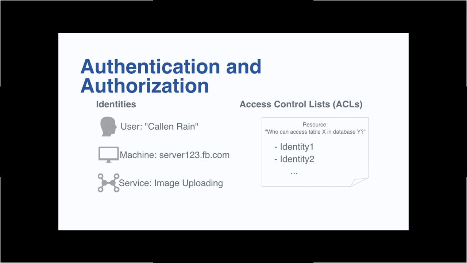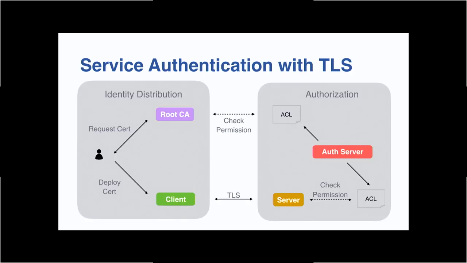These identities can then be listed in an ACL, which is just a publicly verifiable mapping from a specific resource name to a list of identities which can access that resource or perform that action. Okay, so with these pieces in place, we can establish securely authenticated connections between hosts and our infrastructure.